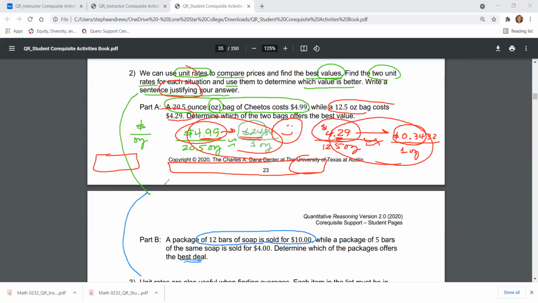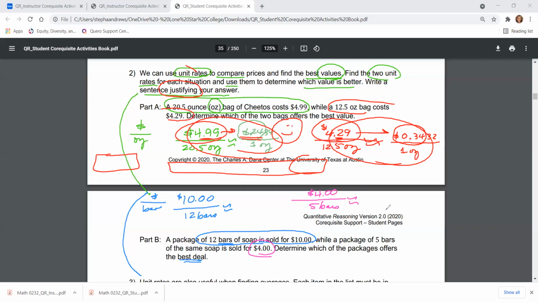Again, if we're looking for the best deal, we're looking for money per, in this case, soap bar. And so the first one is $10 per 12 bars. That's going to get us some amount. The other one is $4 per every 5 bars.